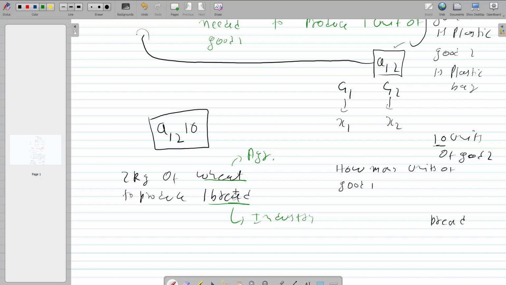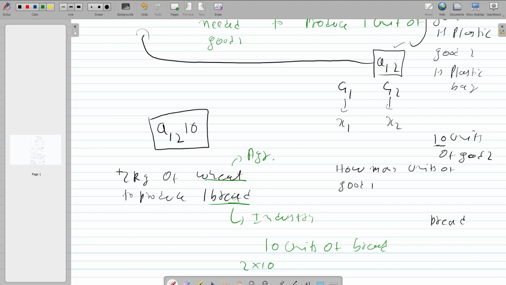Okay, then if I want to make 10 units of bread, then how much wheat do I need? That is 2 into 10. Okay, 20 kg. Okay, 2 kg per unit.